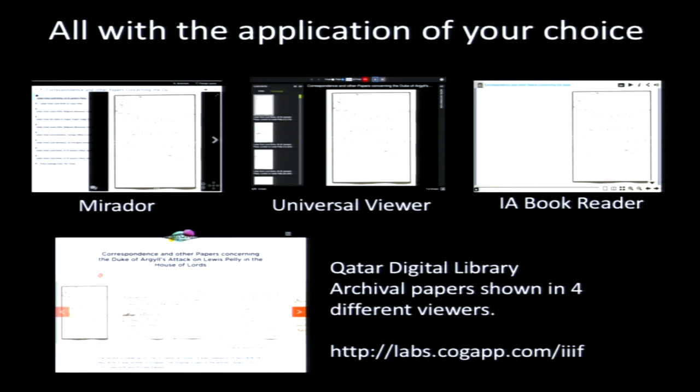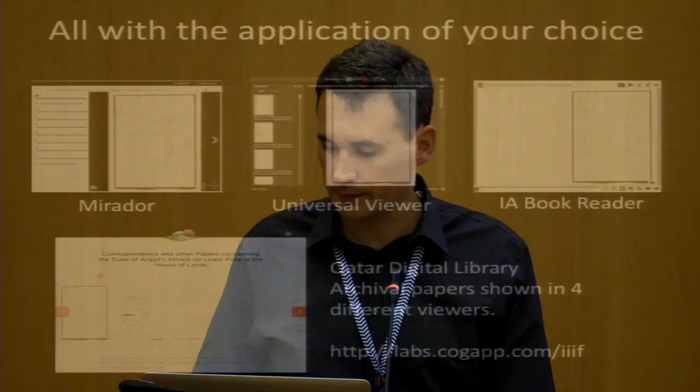This is work that was done by COGAP for the Qatar National Library, for the Qatar Digital Library. And if you go to the Qatari website, you'll see a great contemporary cutting-edge presentation of digital archival materials. Because they chose to use IIIF and expose the entire contents of their library via IIIF, you can actually view this same archival document through the viewer of your choice. In this case, and things that you'll hear about, the Mirador viewer, the Universal Viewer, and the Internet Archive book reader, all with no additional effort on COGAP's part or the Qatar National Library.